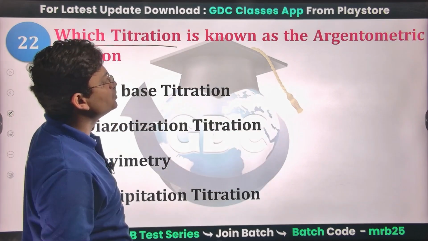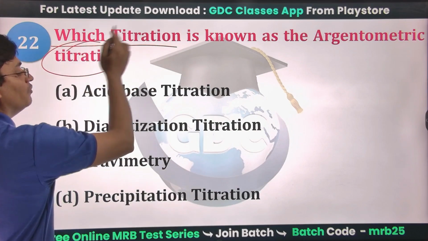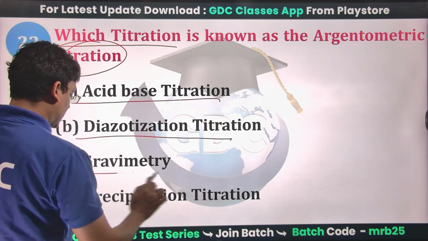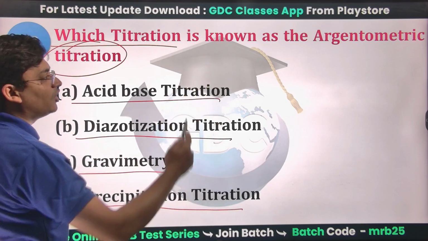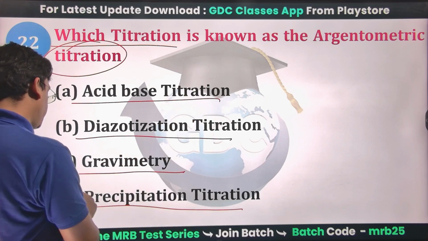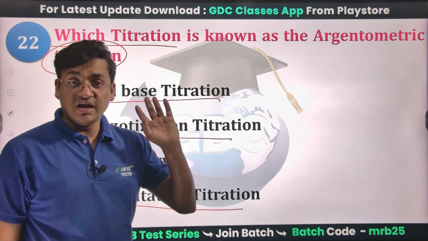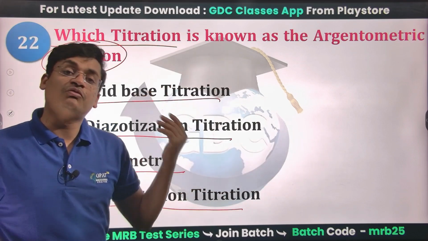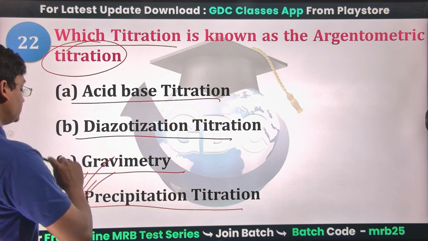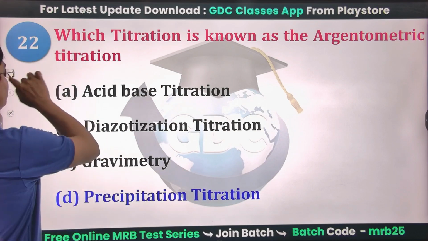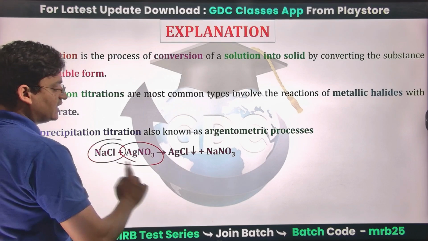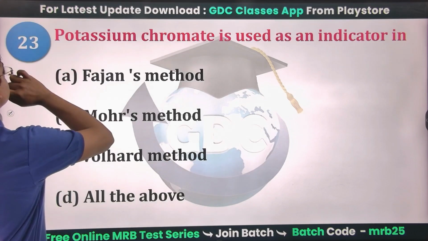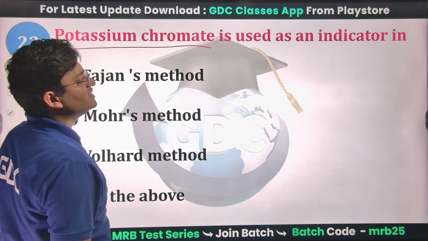Which type of titration is known as argentometric titration? Is it acid-base titration, diazotization reaction, gravimetric, or precipitation titration? When we talk about argentometric titrations, they are also termed precipitation titrations since we use AgNO3 as our secondary standard solution in the case of chlorides and bromides. So yes, it will be precipitation titration. AgNO3 reacts with NaCl to form AgCl and NaNO3, and this is also known as precipitation titration.